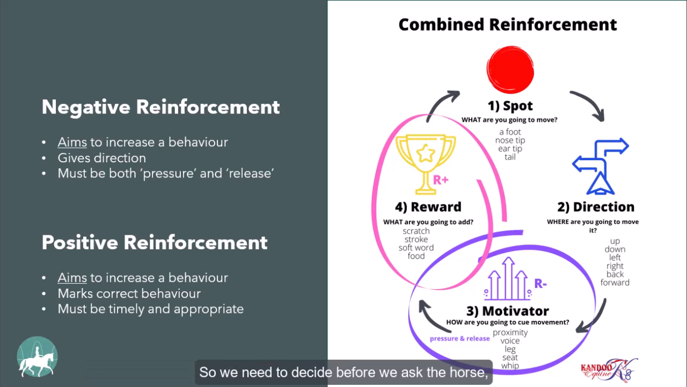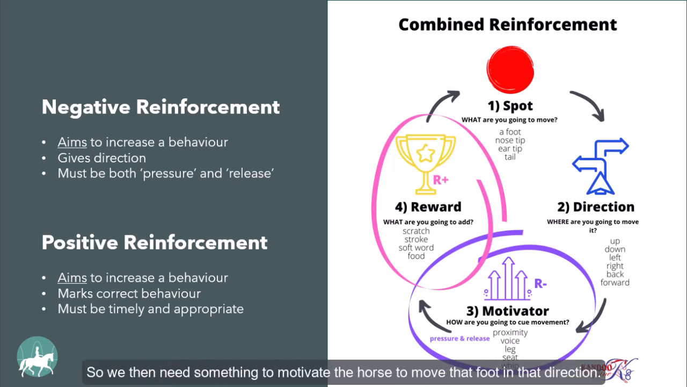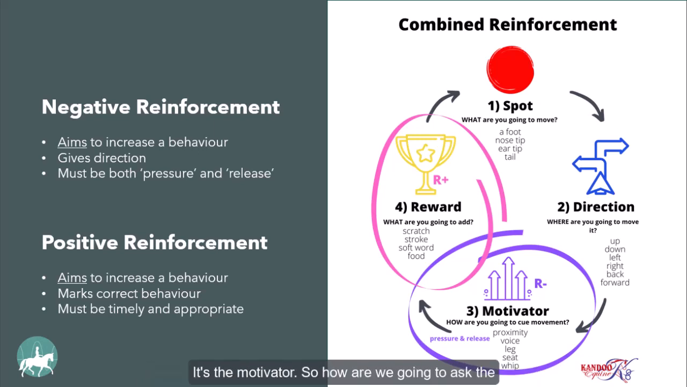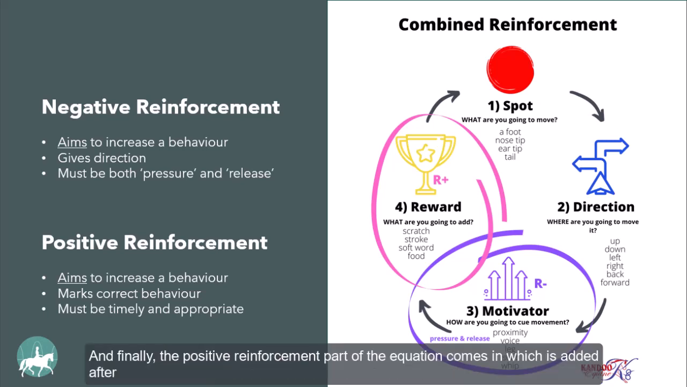So we need to decide before we ask the horse, or we need to know, which direction we want that foot to go. So we then need something to motivate the horse to move that foot in that direction. And that's number 3, and that's our negative reinforcement. It's the motivator. So how are we going to ask the horse to move that foot in that direction? And finally, the positive reinforcement part of the equation comes in, which is added after pressure release, and that's the reward, and that really marks the behavior for the horse.